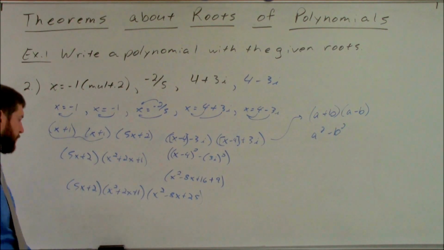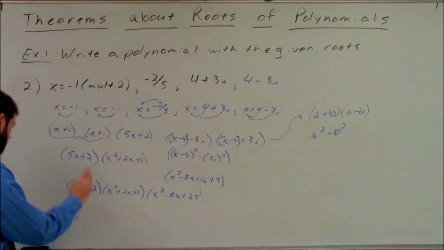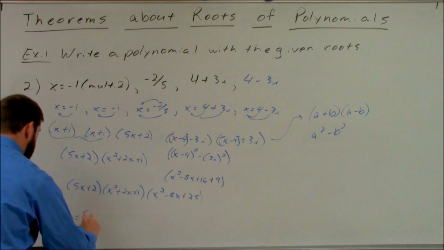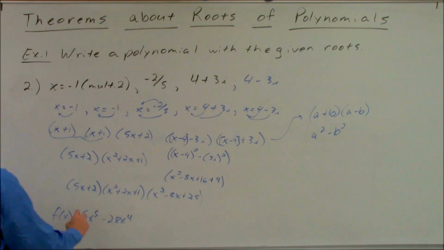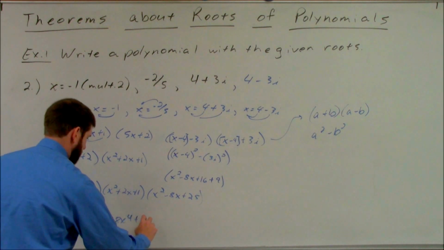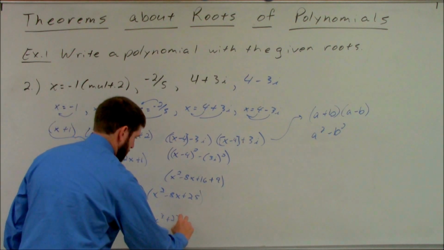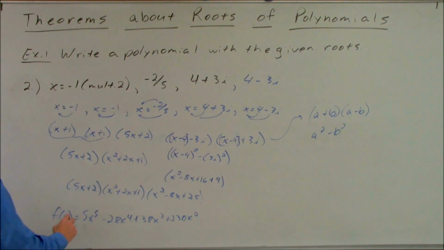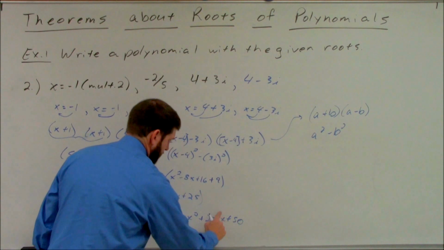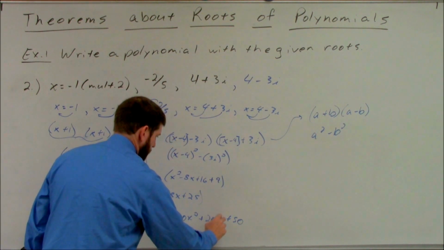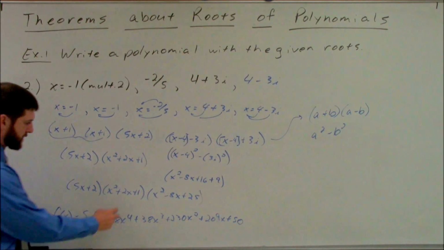And from there we can go through and distribute, combine like terms, and hopefully you were able to get 5x to the 5th minus 28x to the 4th plus 38x cubed plus 230x squared plus 209x plus 50. So again, I'm not going to waste your time showing you distribute and combine like terms. You know how to do all that stuff.